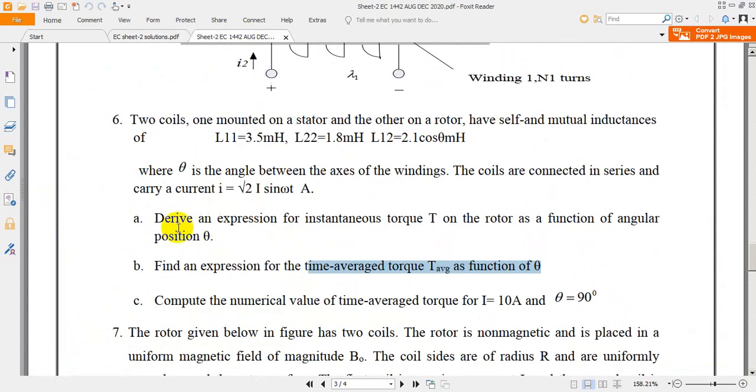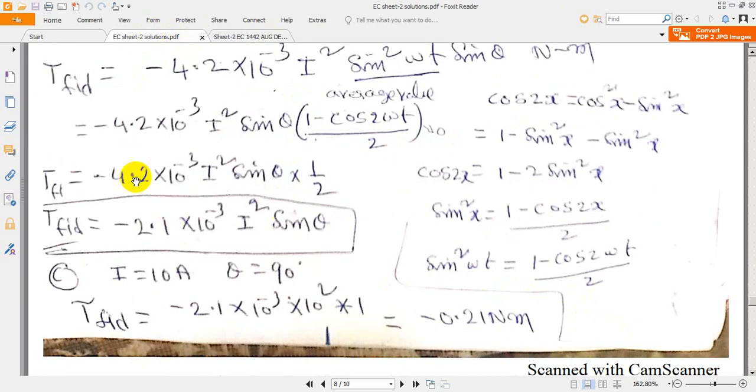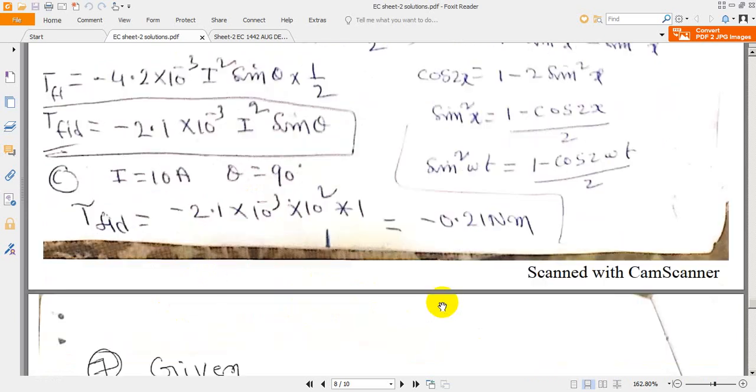Now in the third part we need to compute the numerical value of the time average torque, for I is equal to 10 amperes and theta is equal to 90 degrees. In this expression we substitute I is equal to 10 amperes and theta is equal to 90 degrees. If we substitute I is equal to 10, you will get 10 square, and theta is equal to 90, sin theta is 1. So minus 2.1 into 10 power minus 3 into 10 square into 1, which is equal to minus 0.2 Newton meters.